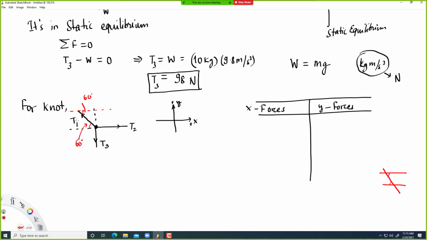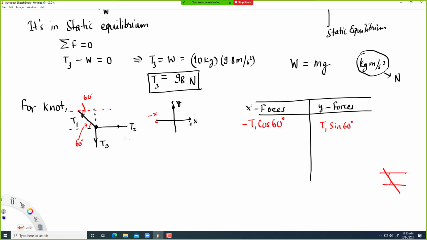So x component of T1 would be T1. This x component is touching the angle, so it gets cosine. So cosine 60 degrees. And it is in the negative x-axis, so that's along negative x-axis. So you need to put minus sign there. And its y component is T1 sine 60 degrees. Okay.